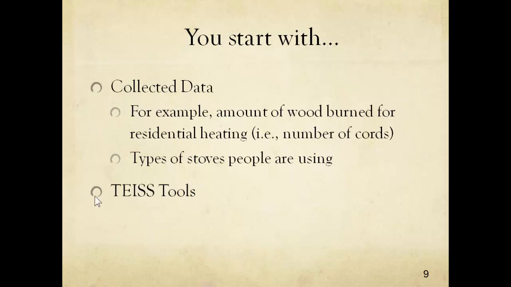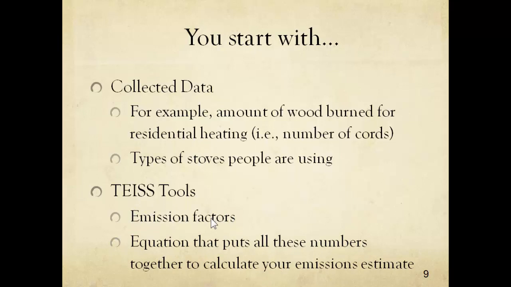Then you've got the tools that TEISS has, and TEISS has the up-to-date emission factors with all the references for where these emission factors come from that you need to put in your emissions inventory report, and the calculators, which are simply equations that put the numbers together combined with your throughput information to give you the results, for example, of 50 tons of PM10.